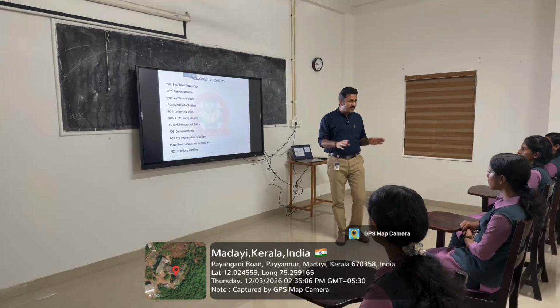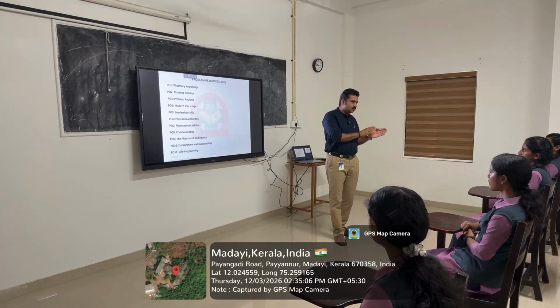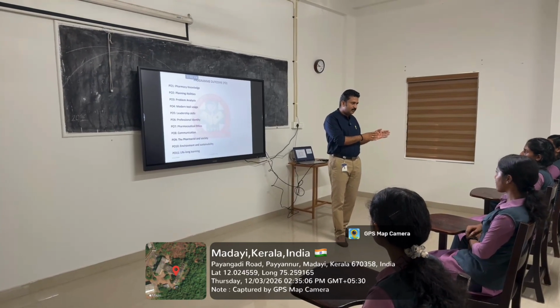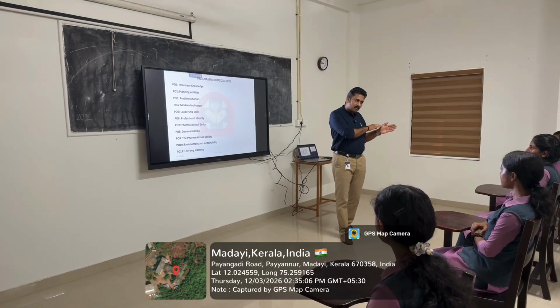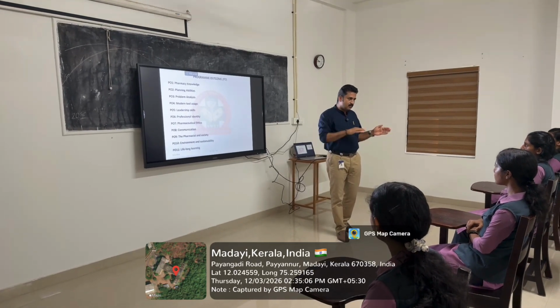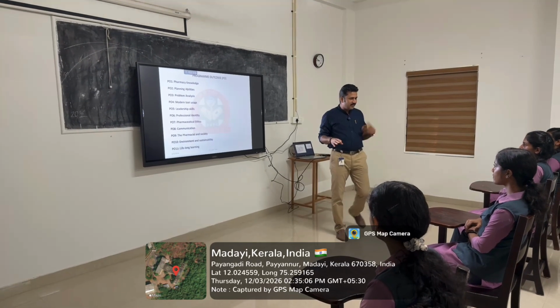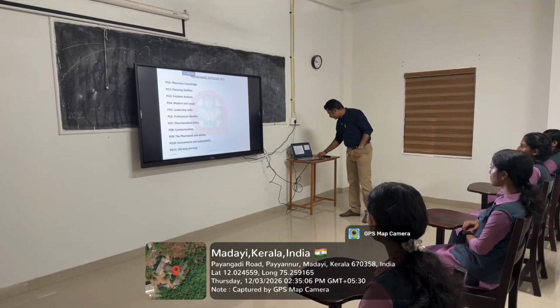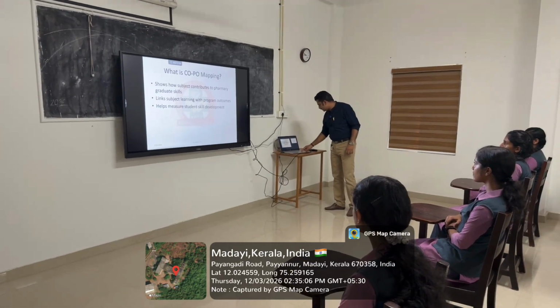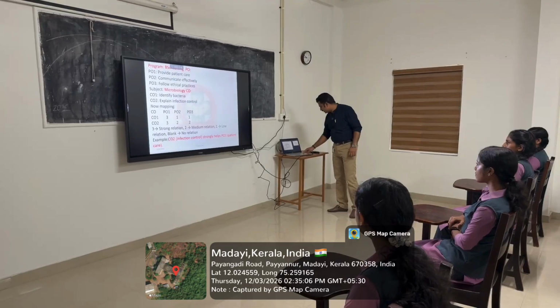Okay. Then they will map it with what skills you can obtain after each course, and how those skills correlate with your program outcome. That is called CO-PO mapping. The details may not be required for you, that is only for your faculties. So I am skipping that.